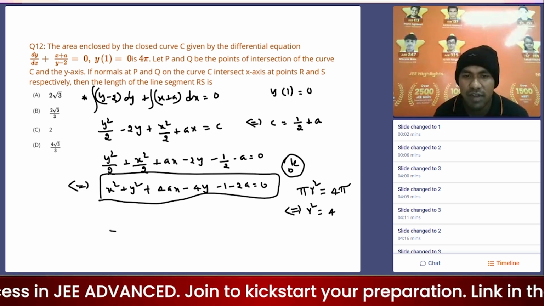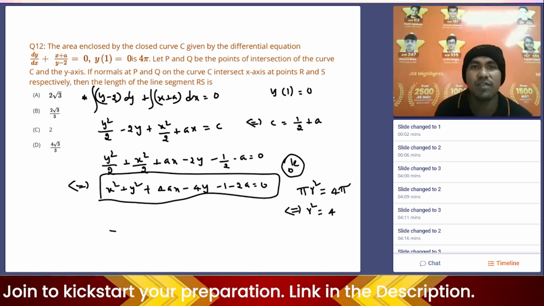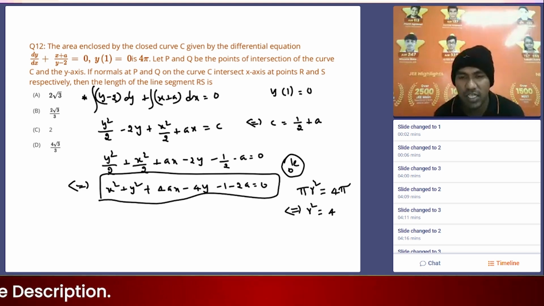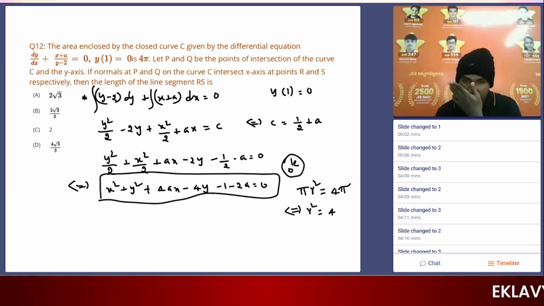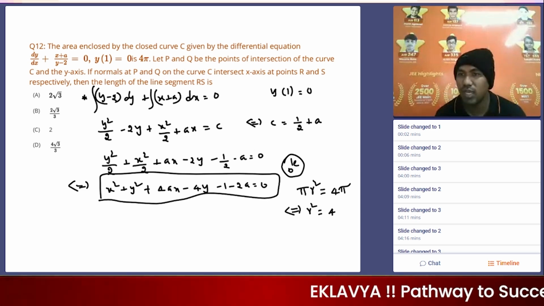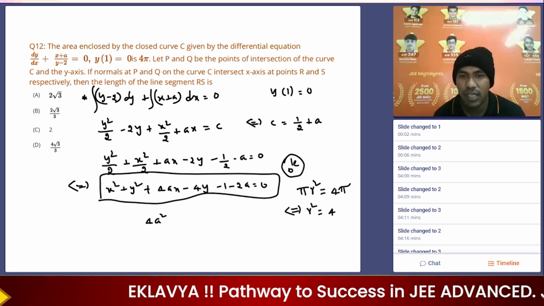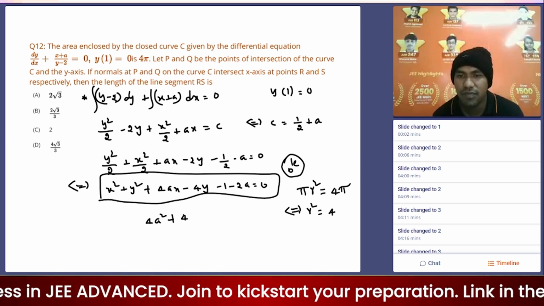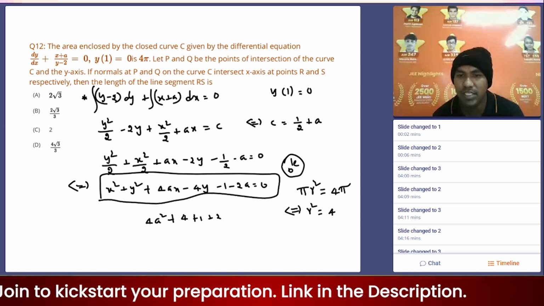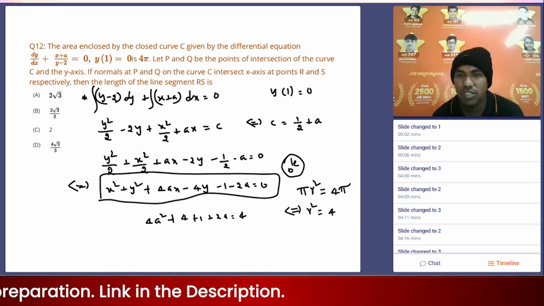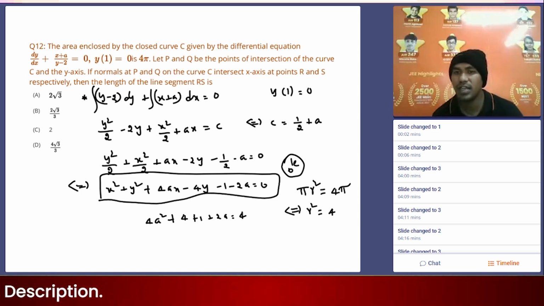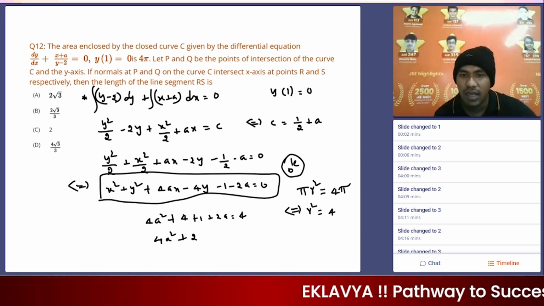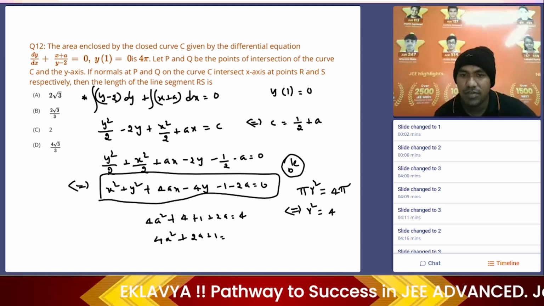The r square is given by g square plus f square minus c; the root is anyway getting cancelled. What is the g value here? The g value will be 4a by 2, that will become 2a. So g square will become 4a square, and the f value will become 4 only, so plus 4, and minus c will become plus 1 plus 2a, which equals 4. Clear? Now 4 will get cancelled, then you will get 4a square plus 2a plus 1 equals 0.